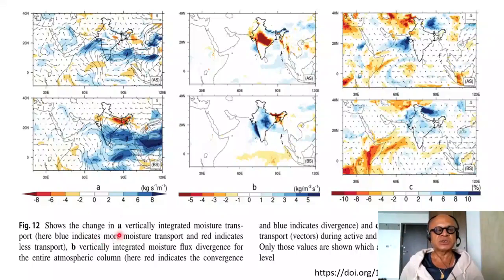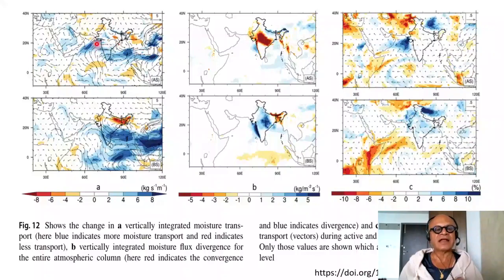So this shows a change in vertically integrated moisture transport. Blue indicates more moisture transport and red indicates less. So there is more transport here and red a little bit over here. Only significant quantities are shown. And the arrows, of course, indicate the magnitude and direction as well. Vertically integrated moisture flux convergence, flux divergence for the entire atmospheric column. Here, red indicates convergence, so that corresponds to increased transport, for example.